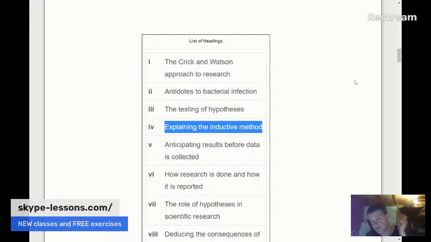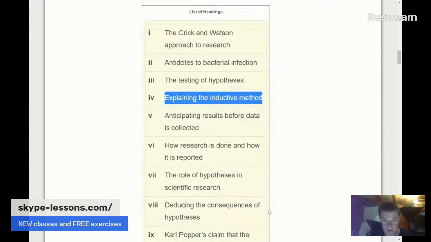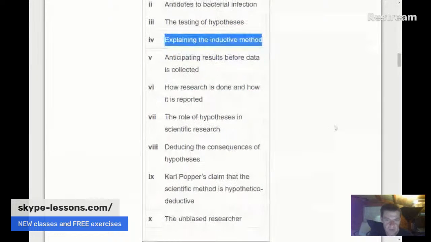Yeah, it was in the first sentence. It was in the last sentence of that paragraph. The word induction sounds pretty good. Anticipating results before data is collected. Well, we haven't spoken about that yet. How research is done and how it is reported.